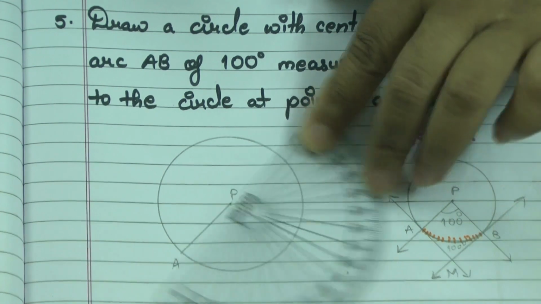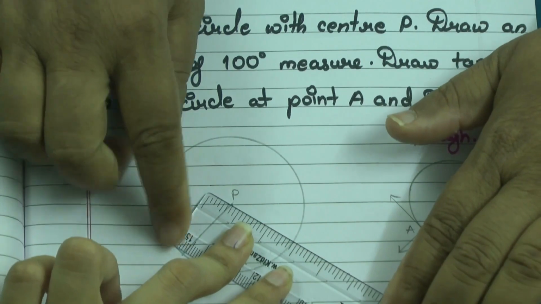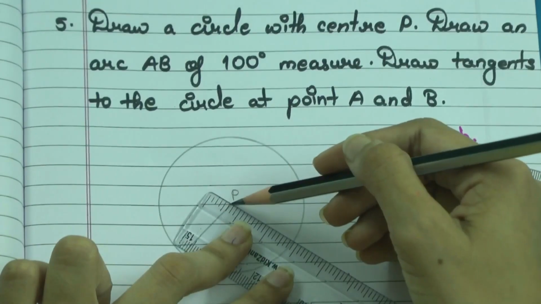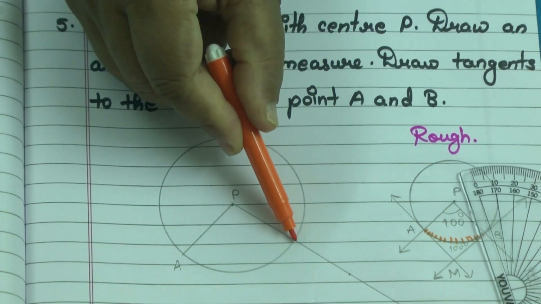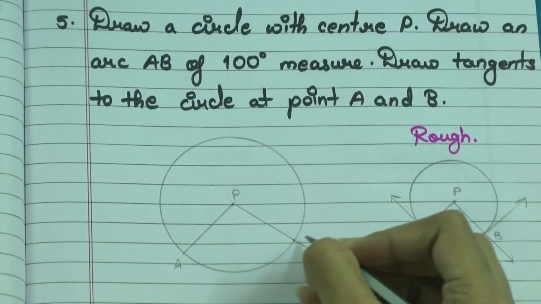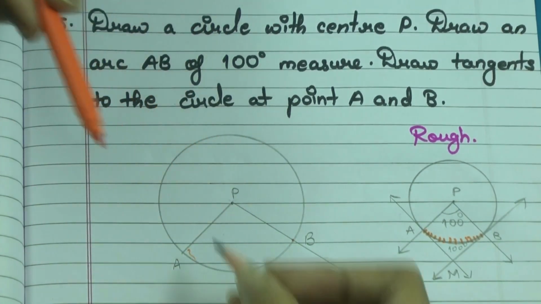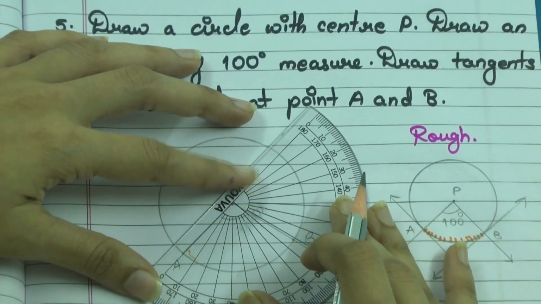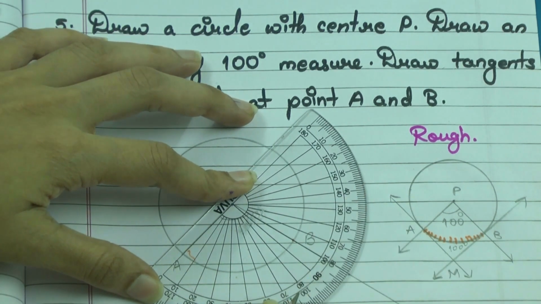Mark it very clearly. Now take the scale and join those 2 points. Similarly, now this is an arc. Mark this point as B as per your rough diagram. This arc which we got is of 100 degree. Let us measure whether we are right or wrong. Keep the protractor in such a way. Yes, it is exactly 100 degree.